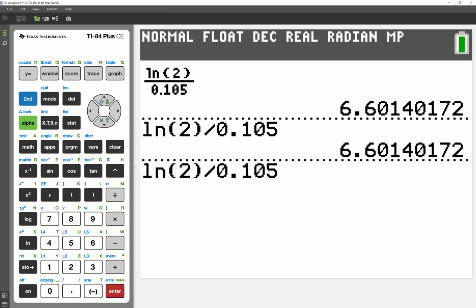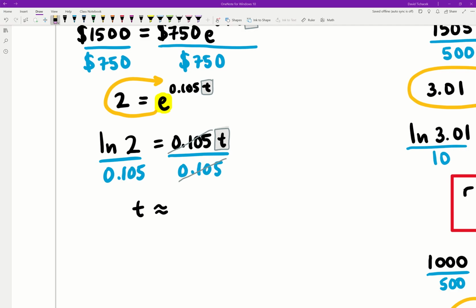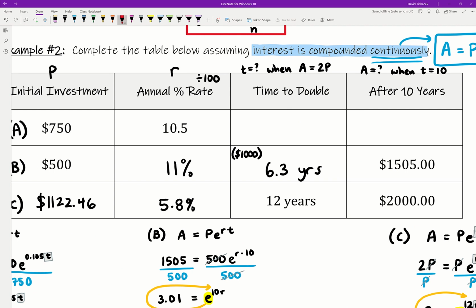If we have left that off, then we would have been telling the calculator that the input inside of our natural log would be whatever 2 divided by that decimal number is, and you can see that we get a different value in that case. And so we just need to be a little bit careful about what we type in, but we can see that our answer here is going to be about 6.6 years, and so that is going to be the answer to this problem. Okay, so that is going to be the amount of time it's going to take for our money to double.